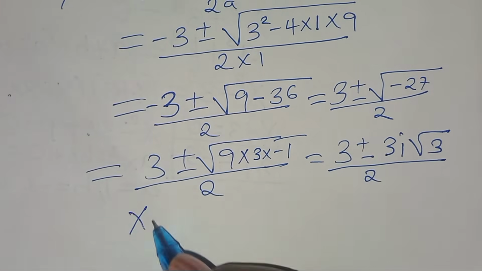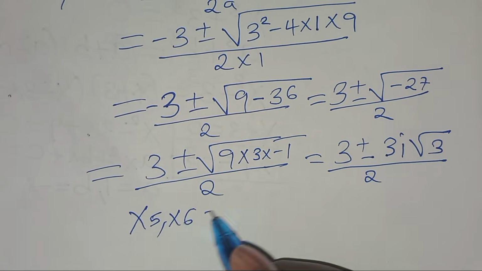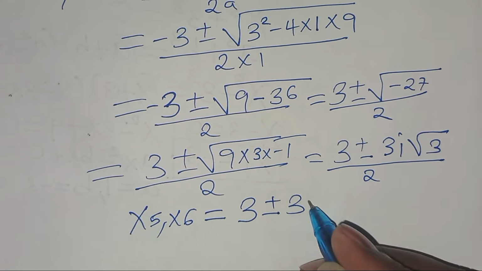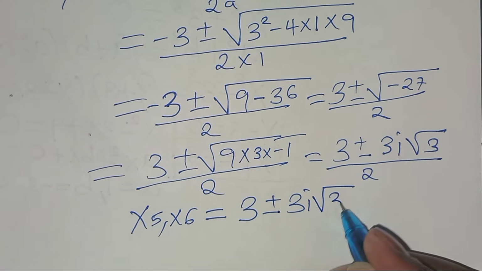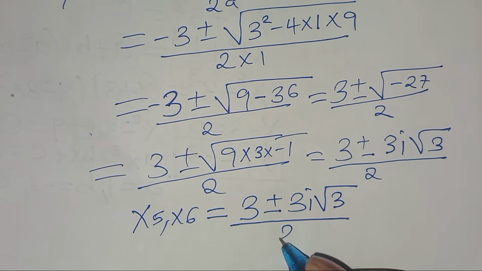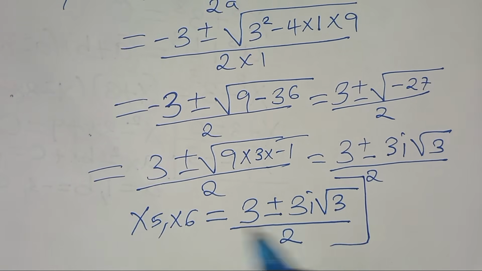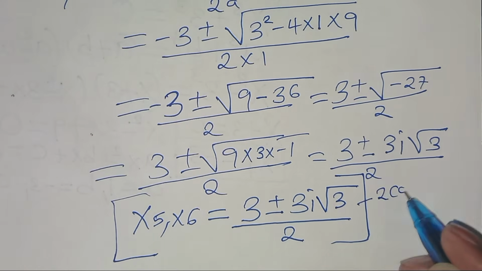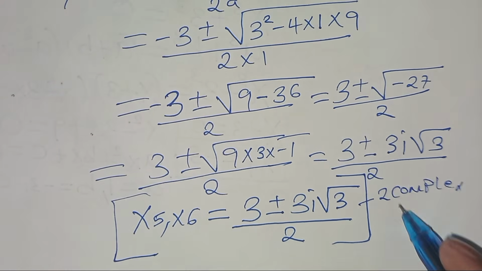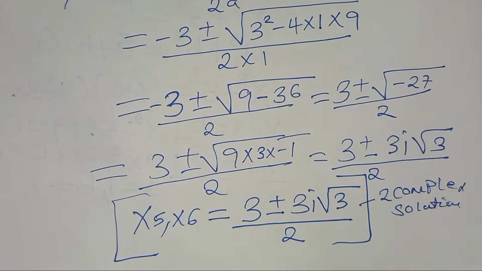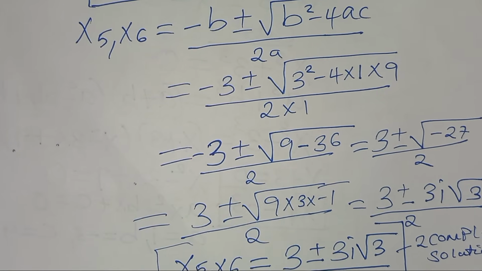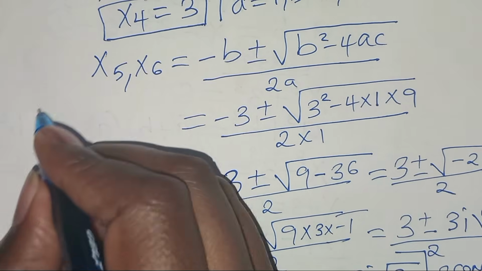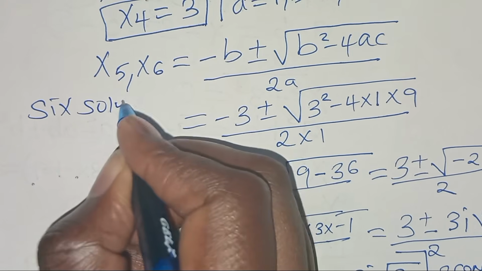So that means that x5, x6 is equal to negative 3 plus or minus 3i square root of 3 divided by 2. Now, these are another set of two complex solutions. And that means that we have 6 solutions here.